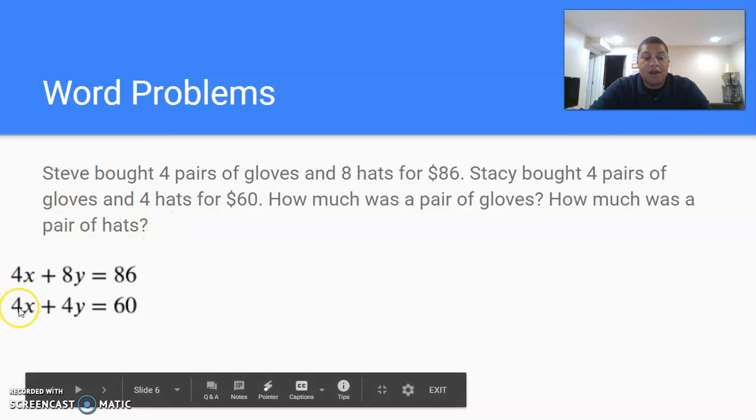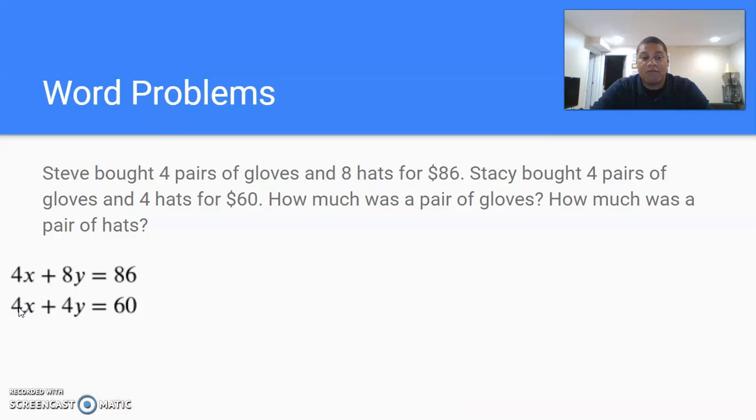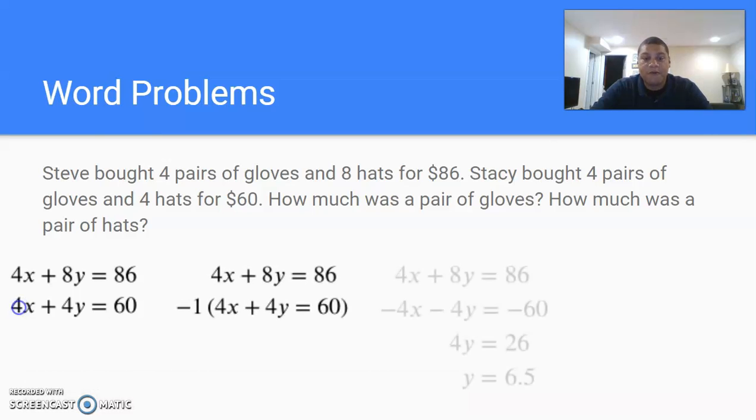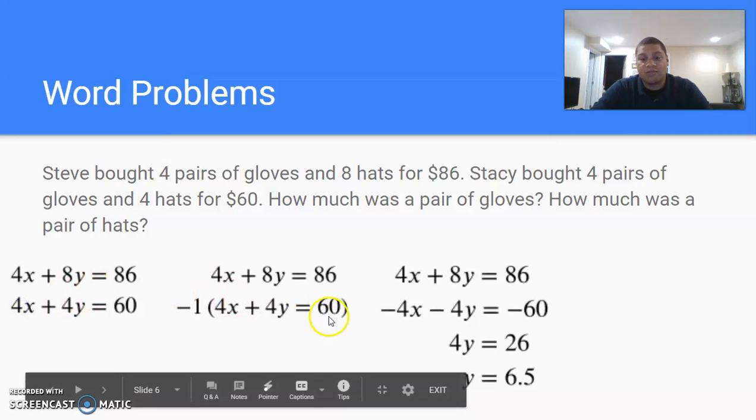We've got positive 4x and positive 4x. We need to get rid of that, so we're going to make one of them negative, so we have opposites. Multiply the bottom one by -1. Distribute that negative sign and solve. Now, 4x, negative 4x cancels. 8y minus 4y is positive 4y. 86 minus 60 is 26. 26 divided by 4 is 6.5.